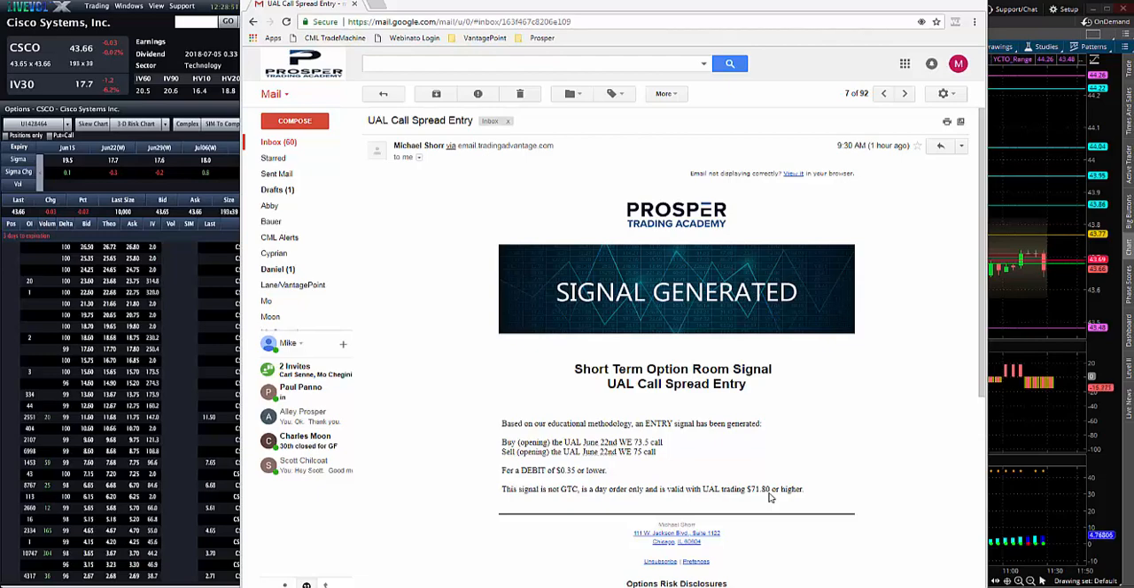So that's an important thing: it can go in and out of being valid. We could trade all the way down to $70, but if it comes back up and is trading 71.85, well, then it's valid again, unless we cancel the signal.